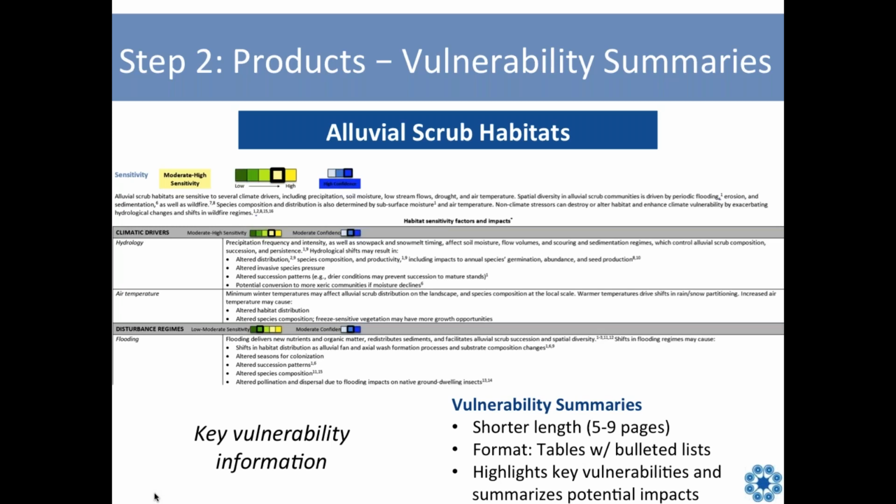But one way that we've envisioned them being used is if you just need to get a preliminary view of vulnerability or understand what the key drivers for a given habitat are, you can go ahead and look at these summaries since they're much shorter, typically 5 to 9 pages. You can find the specific drivers and learn about overarching impacts. And then if you need more detail or subgeographic examples, you can turn to the corresponding section in the longer synthesis.